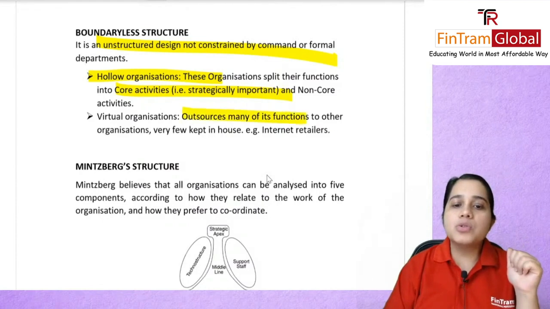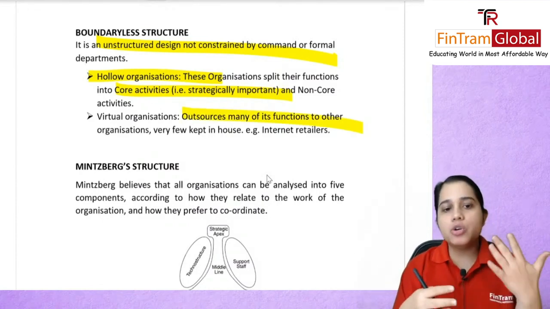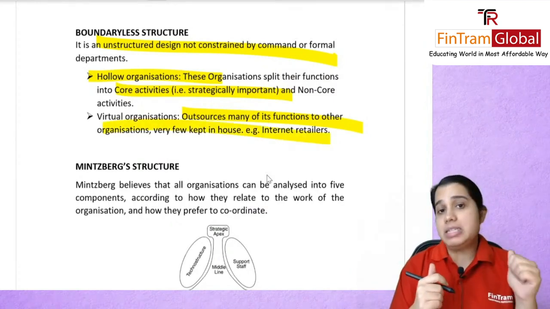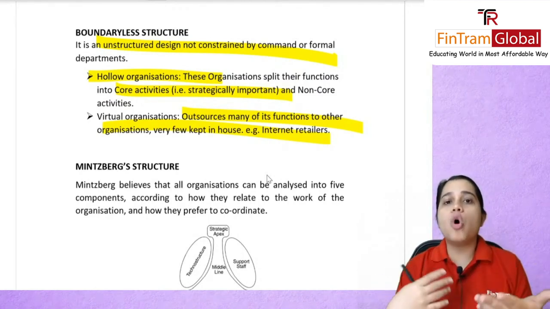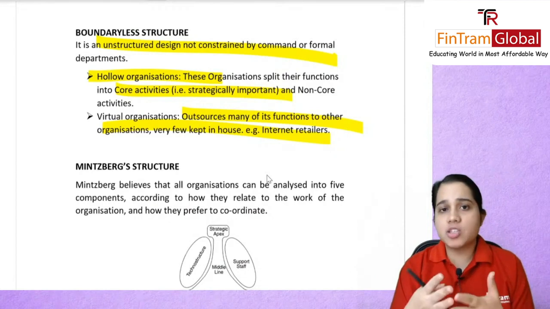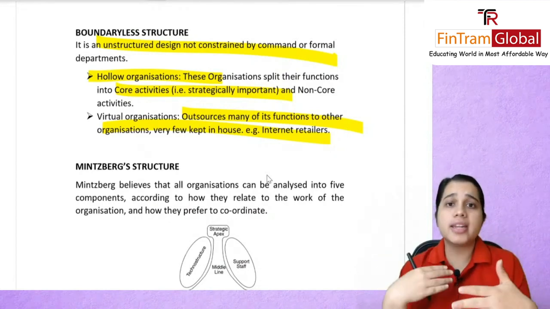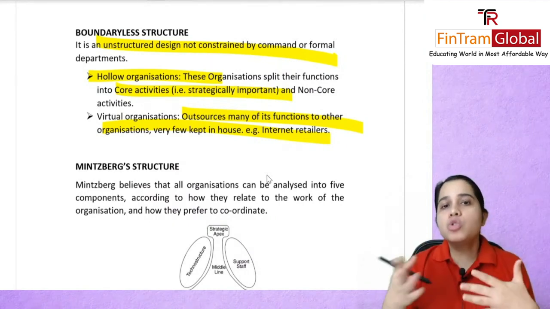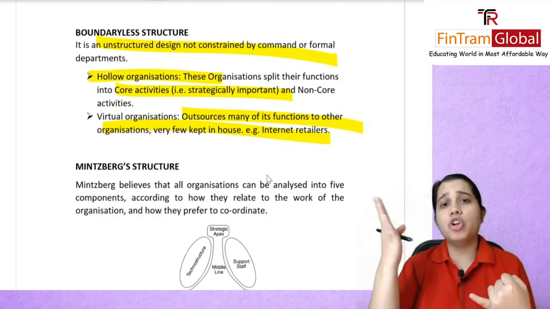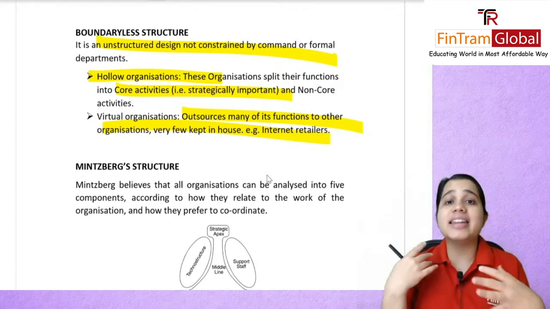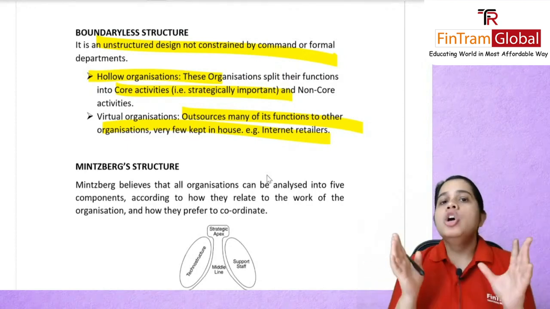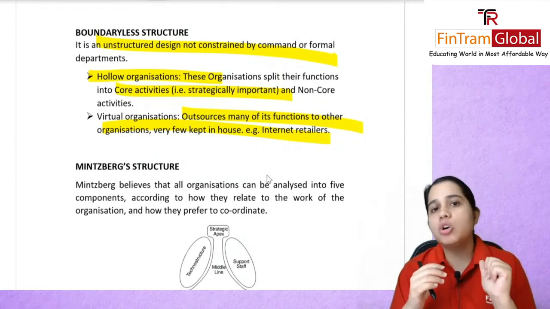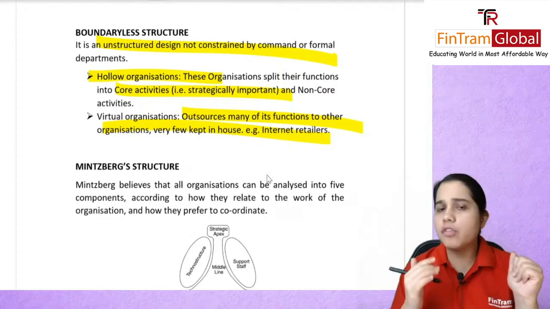Your virtual organization will outsource most of their functions to any other third party or organization, and only a few they'll keep in-house. The best example for this is your internet retailer. So the companies that you do online shopping with, these platforms, these are virtual organizations. They are not really set up somewhere. It's not like you go to a supermarket and you can buy something, right? You need to go online and buy. So these organizations would usually outsource most of the functions. Like there'll be a different organization doing their delivery, maybe another organization is handling their customer calls, and all of that. So these are your virtual organizations. It's not like they will only outsource their non-strategic or non-core activities. They can outsource any of the functions.